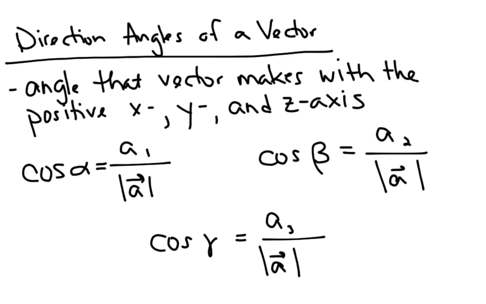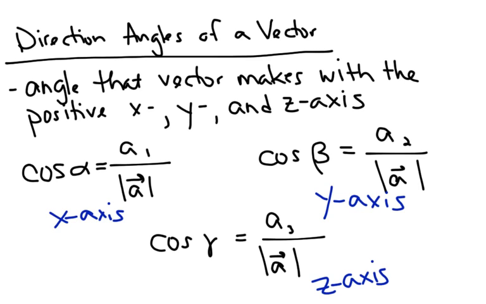So if you want to find the angle that your vector makes with the x-axis, we would take a1, the i component, and divide that by the magnitude of the vector. If we want to find the vector's angle with the y-axis, we would take a2, the j component, and divide it by the magnitude. And if we want to find the angle between the vector and the positive z-axis, we would take a3, the k component, and divide it by the magnitude.